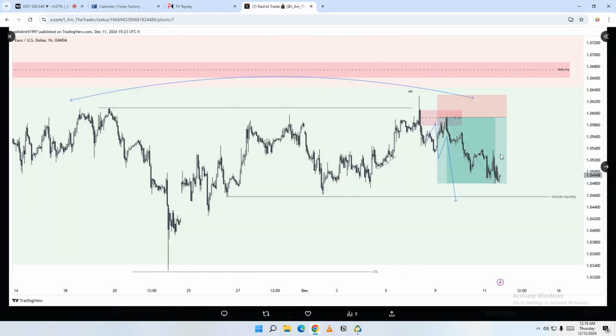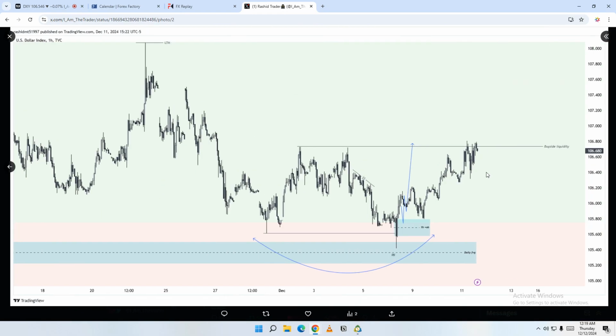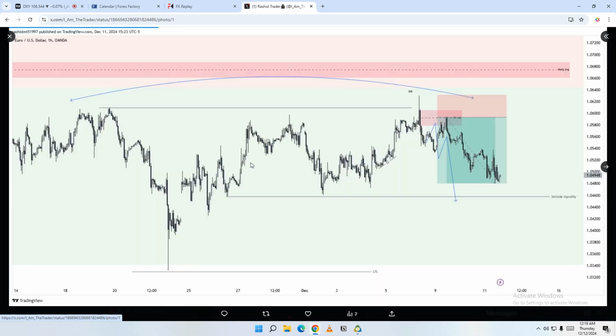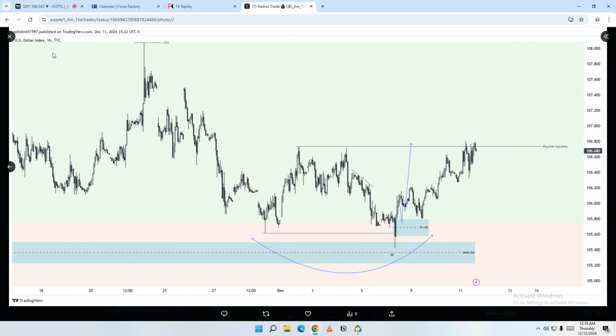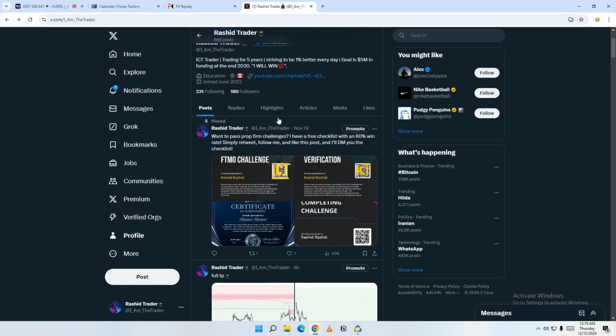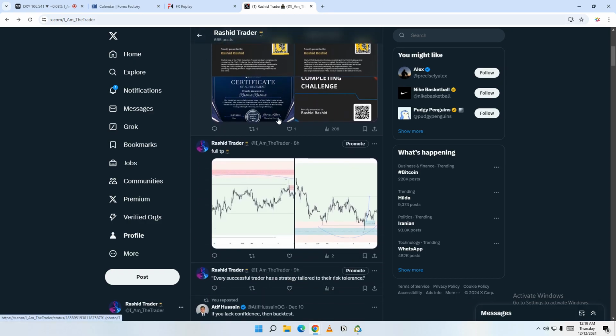I can see the full TP is hit over here. My TP was based on the dollar, because the dollar has taken the relatively equal high while Euro USD had not taken it. So I took 1 to 3 because the dollar has taken the relatively equal high to the upside. So that's pretty much it.